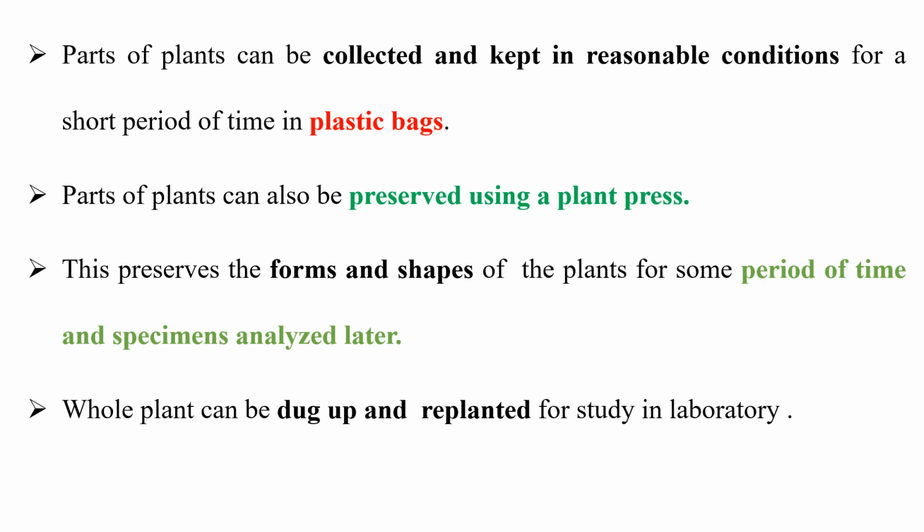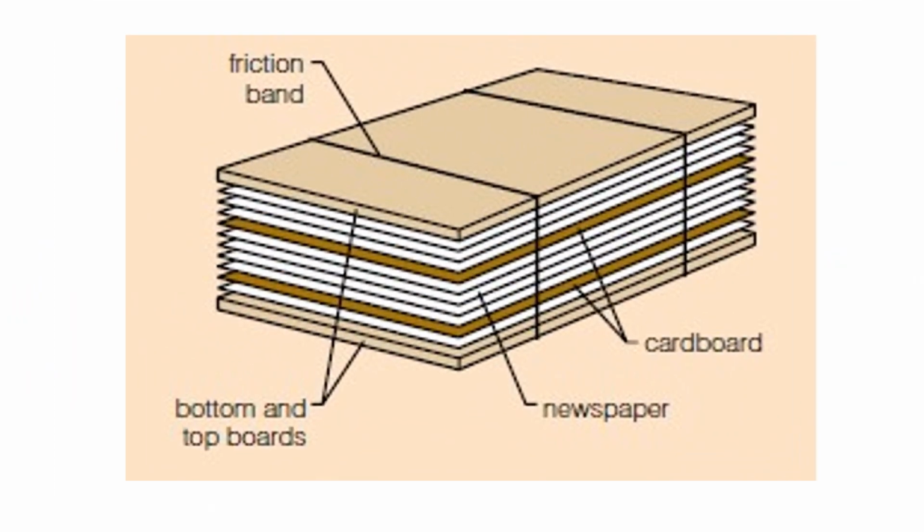A whole plant can be dug up and replanted for studying in laboratories. Due to these reasons, we are collecting plants and preserving them with these materials. The plant press is made of cardboard, which means cartons, and we use newspapers to collect and preserve plants.